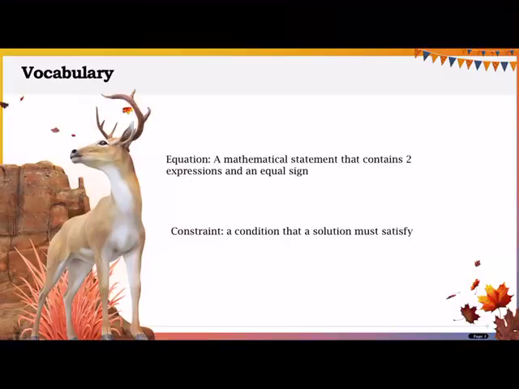So vocabulary, an equation. It is a mathematical statement that contains two expressions and an equal sign. So the key is the equal sign, and you're going to have an expression on either side of the equal sign. We talked about expressions over the last couple of weeks. Then we have a constraint, a condition that a solution must satisfy. And we will talk more about that as we get into it.